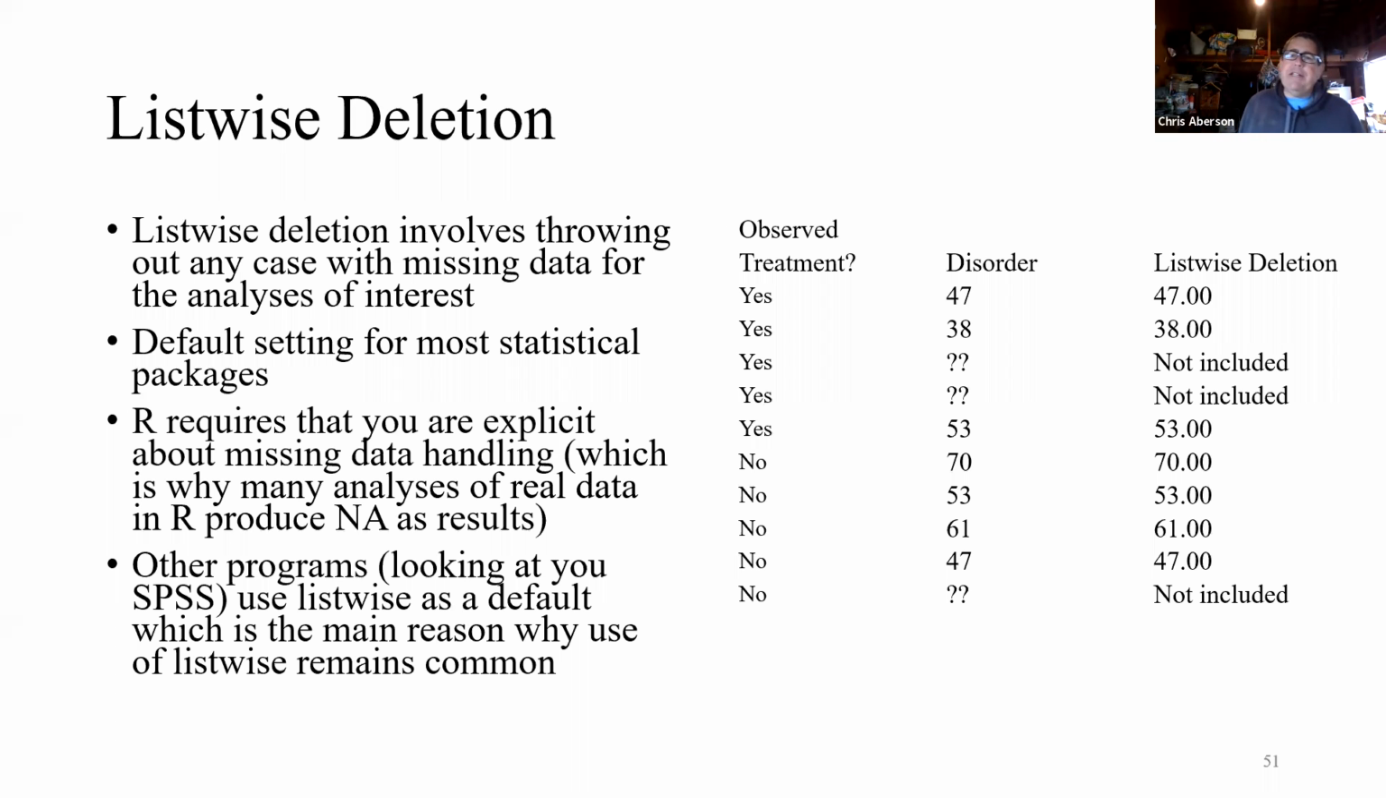What we do with listwise deletion is that we simply don't include those people who have missing data. This is the default for most statistical packages, including SPSS, which means that a lot of people use this approach as a default without having to think about it. R will require you to address the issue. You have to tell R explicitly what you want it to do with missing data. And sometimes, you could tell it to do listwise, but again, it makes you be explicit.